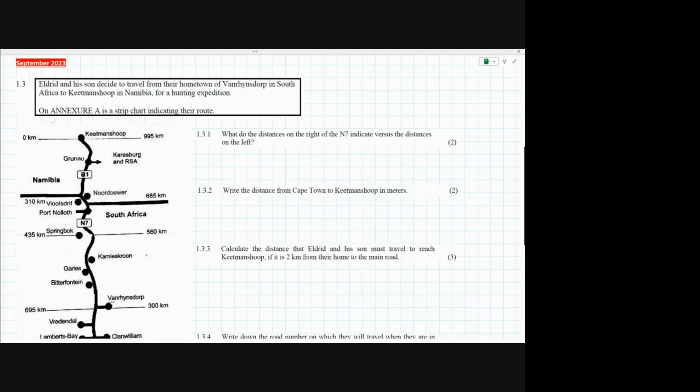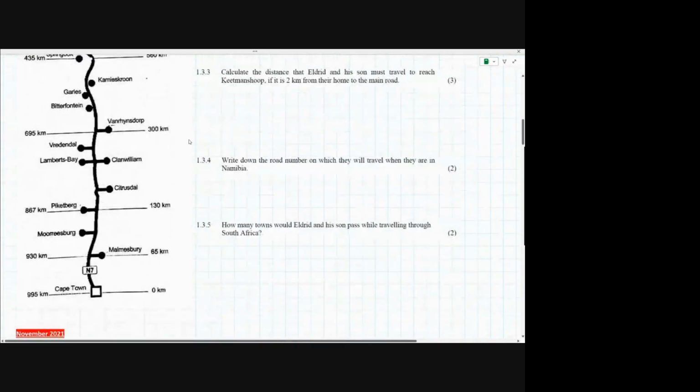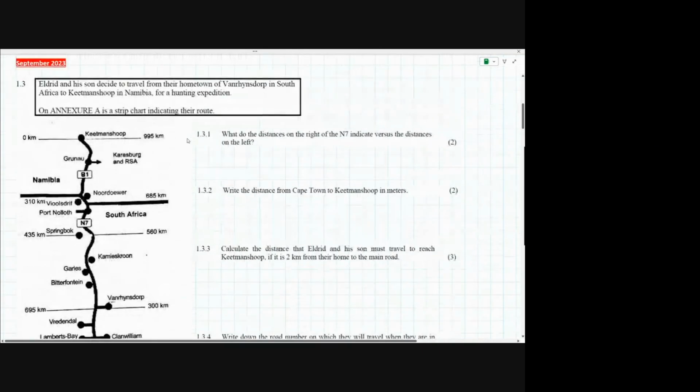Okay, so a couple of things. This is our strip chart over here. Bear in mind that they told us that they are traveling from their hometown to Namibia. So just take note of where they're starting from and where they are going to. If we look at the strip map we've been given, here's their hometown, Van Rensdorp, and here is Keetmanshoop in Namibia. So that is their starting point. This is their ending point, and we can then go from there.